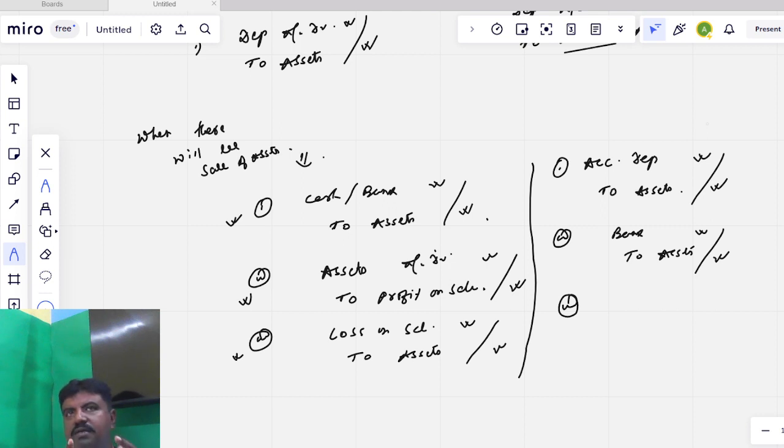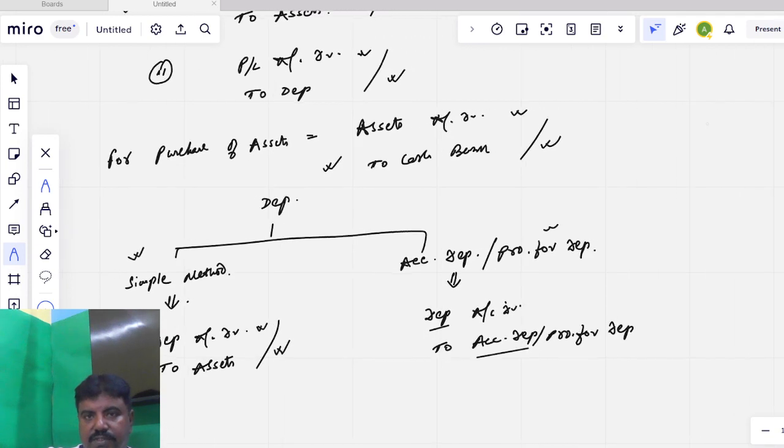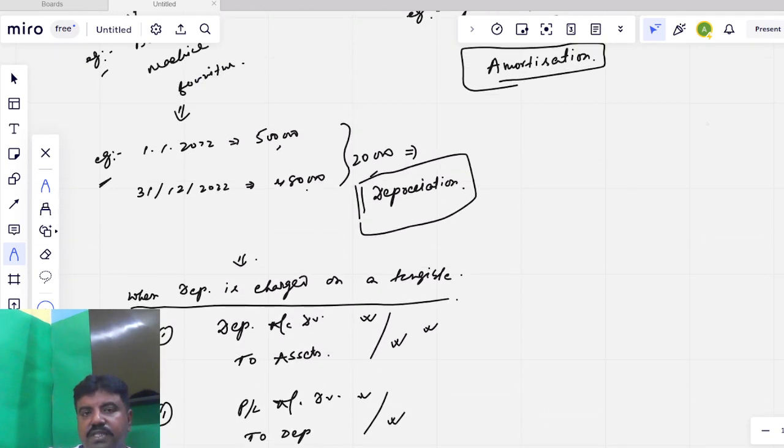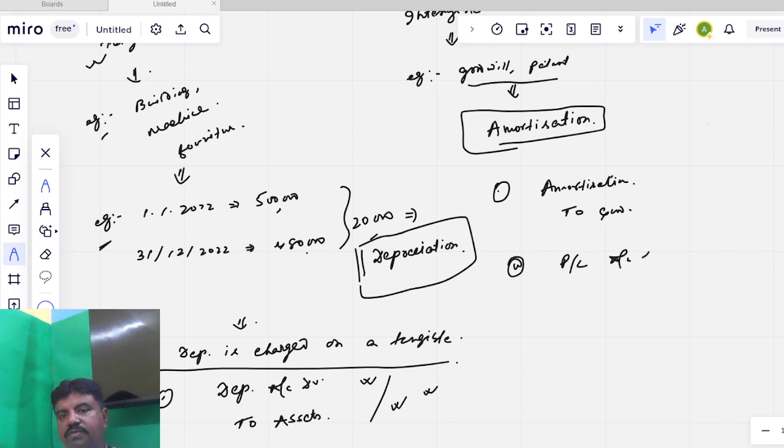So these are the related discussion for tangible fixed assets. Now I will come to amortization, for intangible fixed assets. As I told you, when the value of an intangible fixed asset reduces, that is called amortization. So what entry will we pass? We can say like this: amortization account debit to respective intangible assets like goodwill or patent or copyright, whatever you say. And the second journal, this amortization expense has to be written off. So we will write profit and loss account debit to amortization expense.